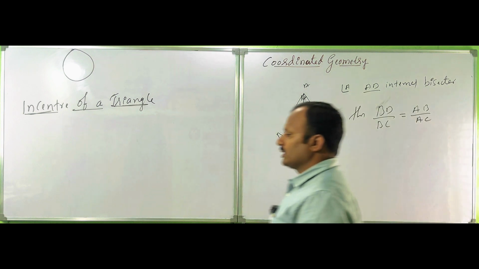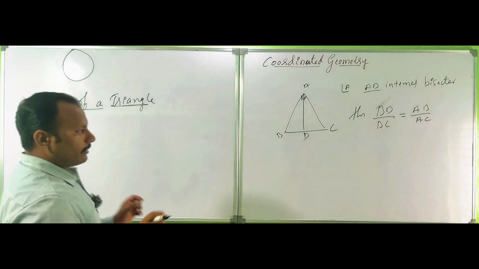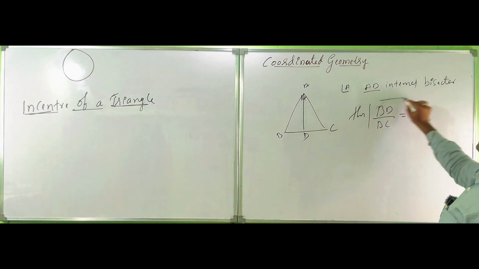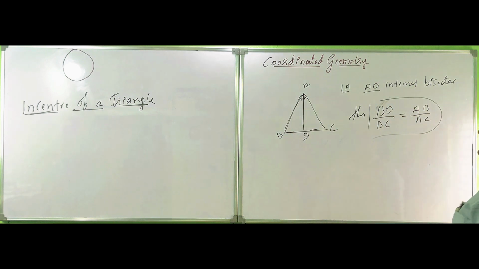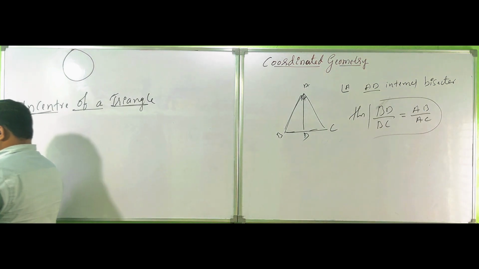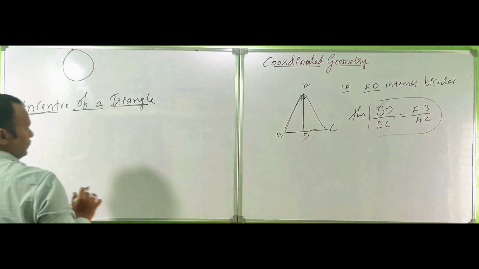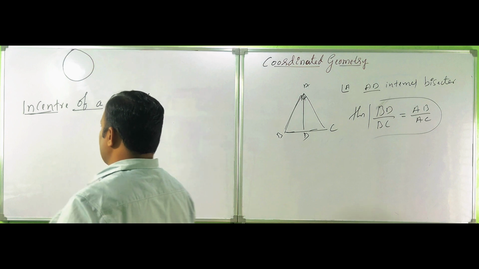I am going to use this formula to derive the point for the incenter of the triangle. BD by DC equals AB by AC, meaning this by this is equal to this by this. Very important for the exam. This is a useful formula that you will use many times.